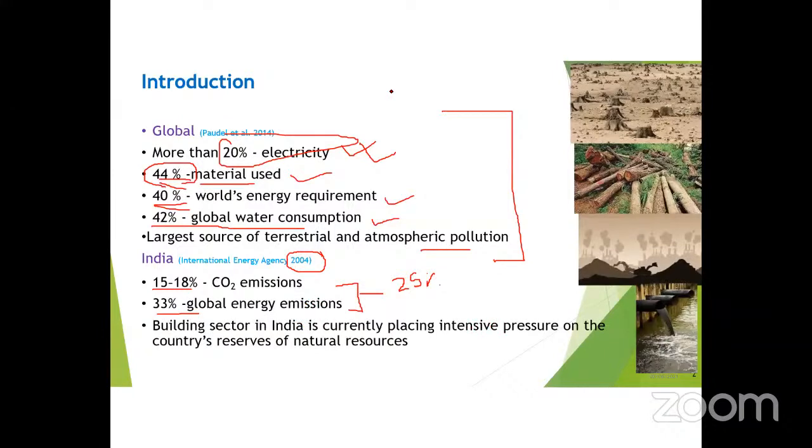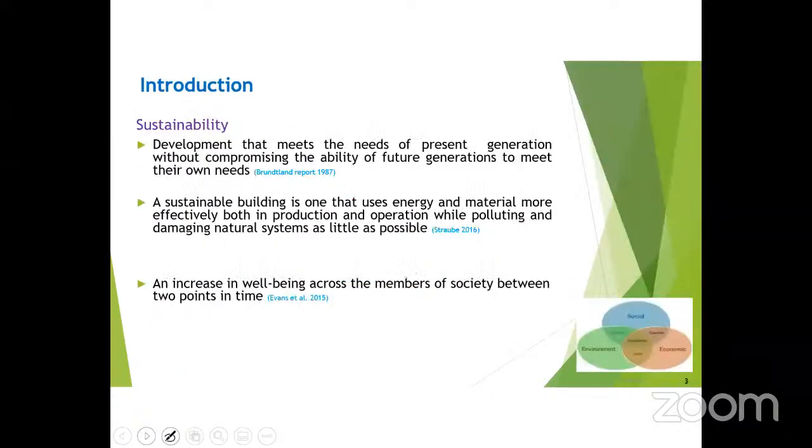So the building sector in India is currently placing intensive pressure on the country's reserves of natural resources. We are cutting trees like anything. Whenever anyone goes to a construction site, he or she directly cuts the trees. But now the government mandates that you should nurture, which we will see in the coming slides. So yes, there is a need for sustainability.